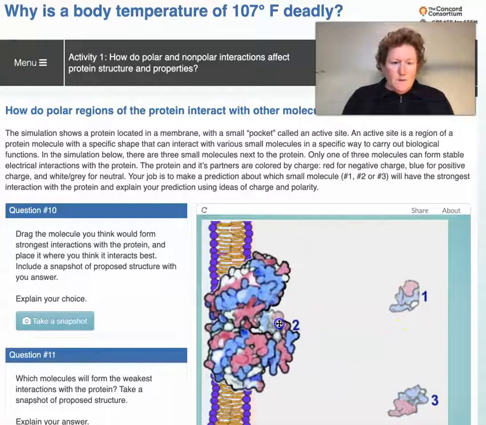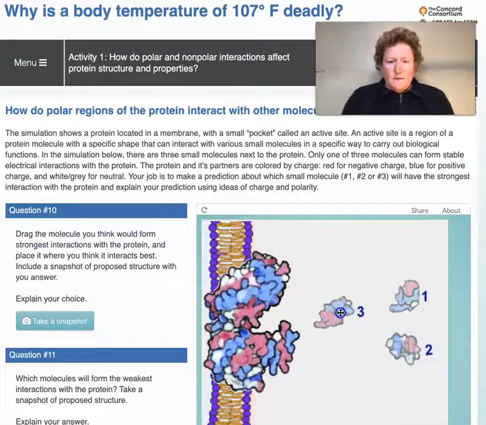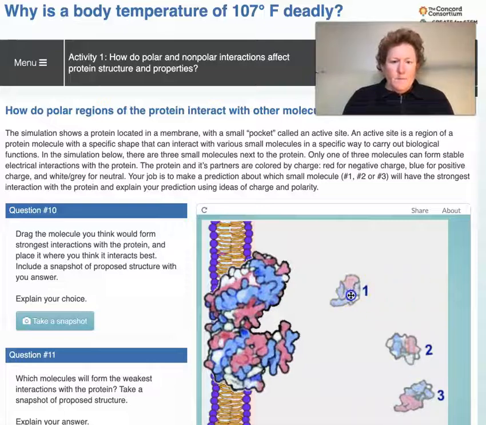Let's put number 2 in there for comparison. It doesn't fit as well, and the blue and red aren't lining up as well. Let's check number 3. It's got a better puzzle fit shape here, but here we have red with red and we have blue with blue. So those negative charges are going to repel each other, and these positive charges are going to repel each other. So that's probably not going to work. I'm thinking that number 1 is probably our best option.